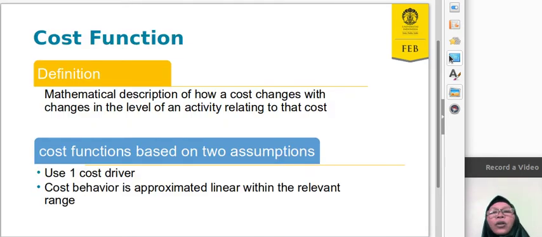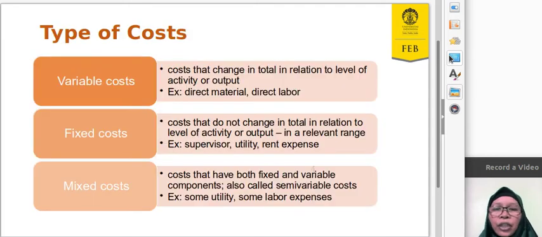Let's see first the cost function definition. Cost function can be said as a mathematical description of how a cost changes with the changes in the level of an activity relating to that cost. In other words, we see how cost changes based on the change in the cost driver. When we make a linear cost function, we have to use two assumptions. The first one is that we only use one cost driver, and the second, we see that the cost behavior is approximated linear within the relevant range.